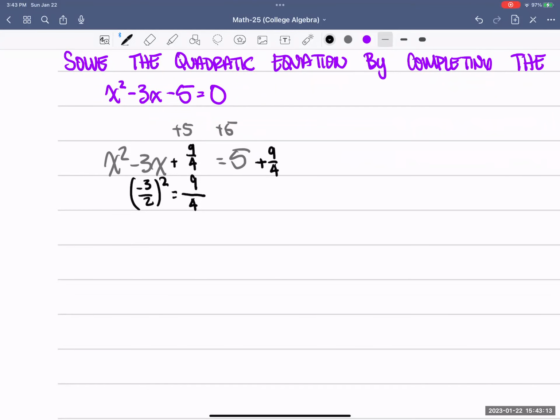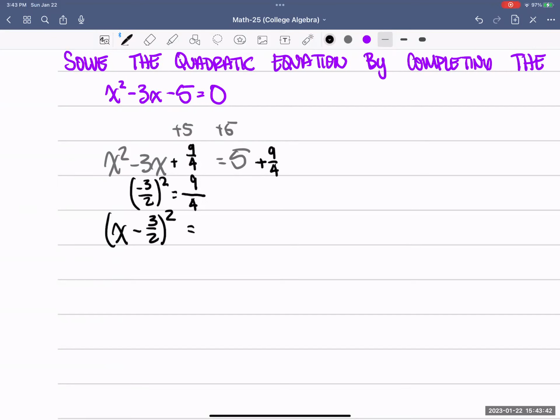And from here, we are going to factor this part. An easy way to factor is to just see what value goes inside here: (x minus 3/2) squared. Remember what we just did to complete the square by adding our magic number. We force the left-hand side to be a perfect square.